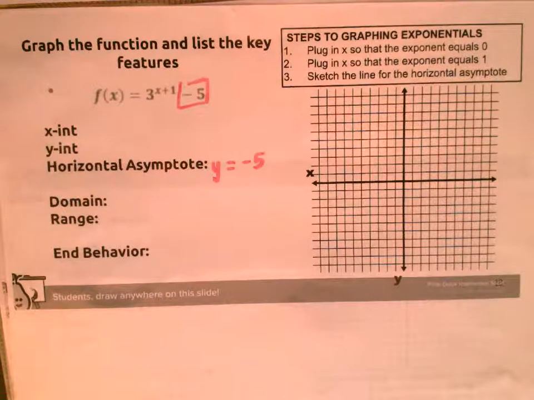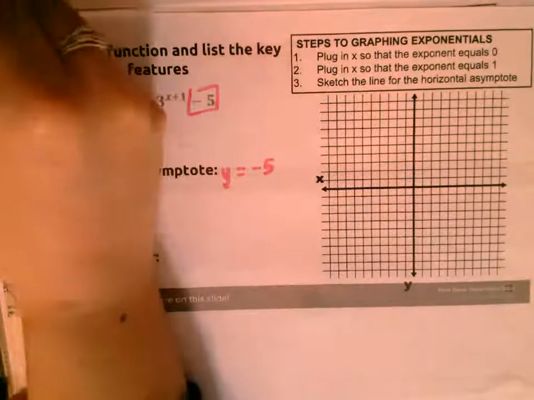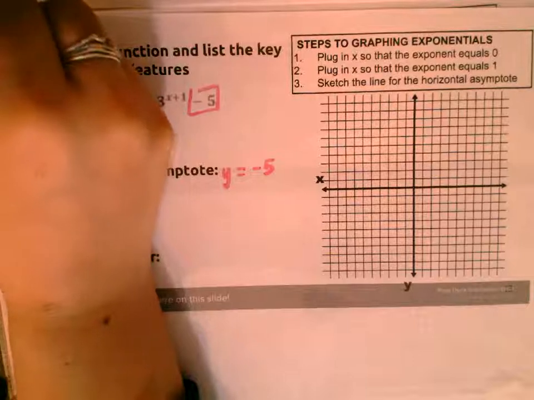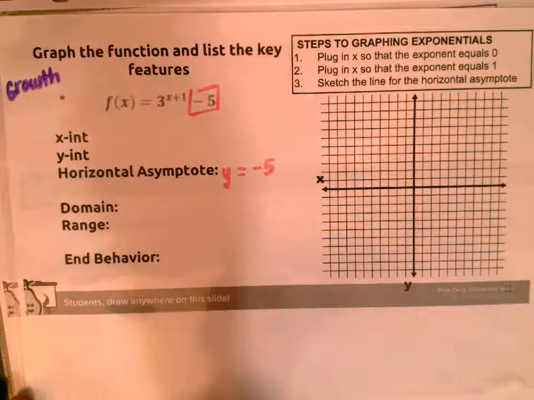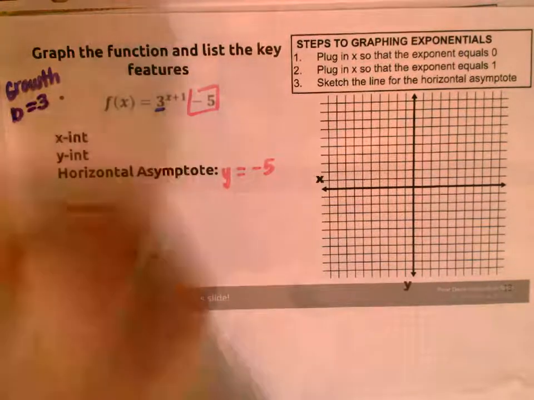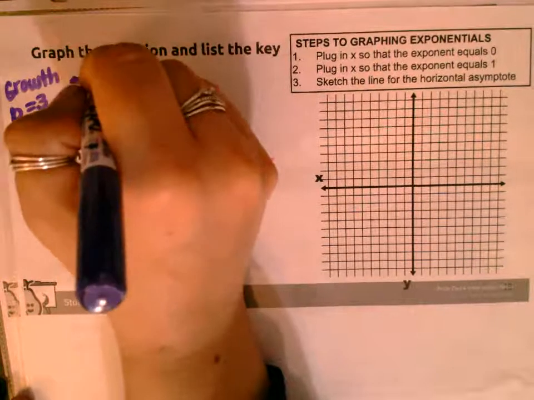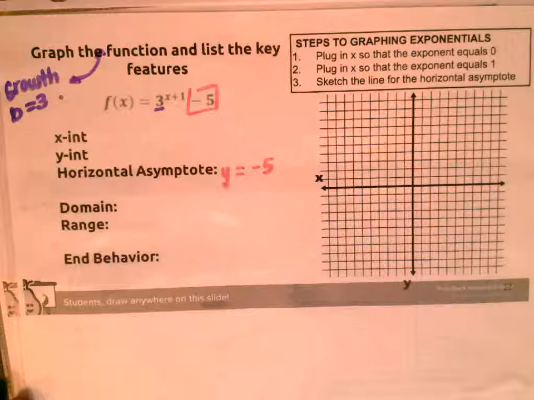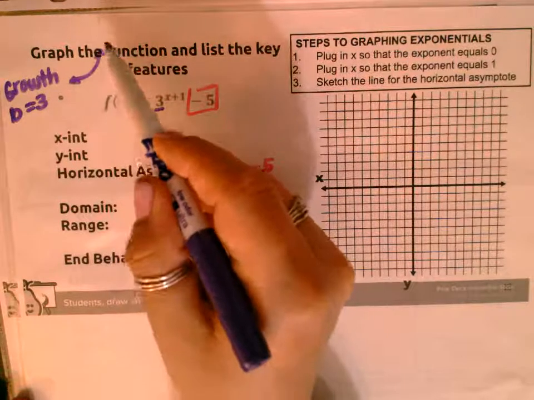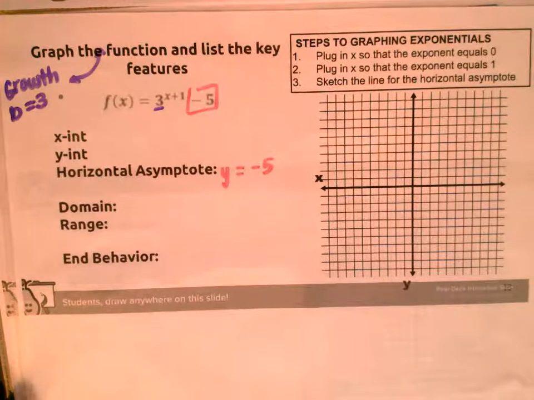Something else I know, just based on looking at the function that I have presented to me, is that this function is exponential growth. How do I know that? Well, I see that the base of my function is 3, and when a base is larger than 1, we have growth. It's just something we can keep in the back of our minds, because we know a growth function increases as x increases. So hopefully I'll use that as a self-checking tool as I actually graph.